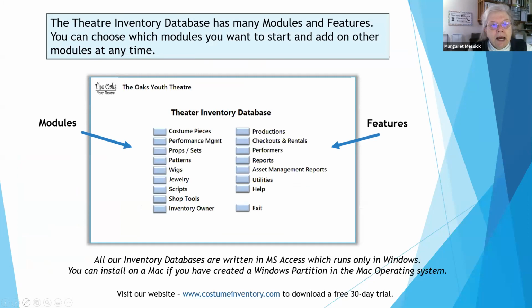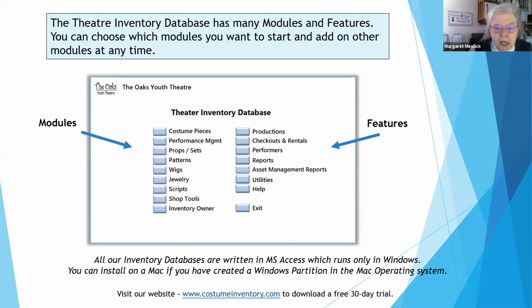All right, so we're just going to take a quick look at the main menu for the theater inventory database. On the left side, you have what we call modules. So we have a module for costume pieces, one for performance management, one for props and sets, patterns, wigs, jewelry, scripts, shop tools, and you can even identify an inventory owner if you possibly have two collections in your warehouse. For all those modules, you can work with productions, you can do checkouts, you can assign performers to particular items, you can print a lot of reports, a lot of asset management reports, and utilities and other things.